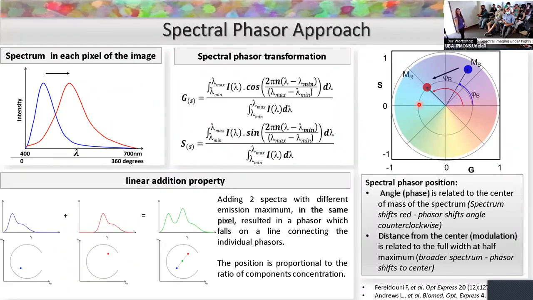There is also the linear addition property of the phasor approach: if we have two emitting species with different spectra, with different maxima, and they are not mixed in one pixel, they will appear in different positions in the phasor plot. But if we have them mixed in the same pixel, that point will appear on a line that joins the individual species.